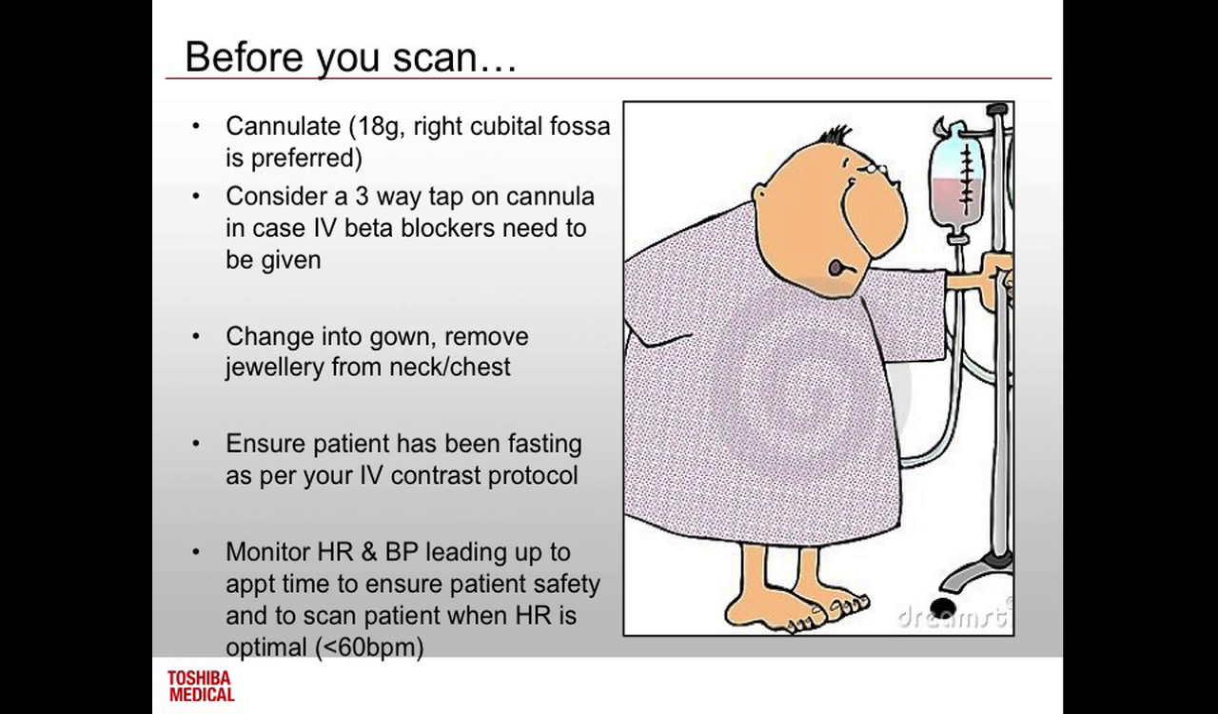So, 18 gauge cannula in the right cubital fossa. Anyone know why we put it in the right cubital fossa? They're not getting artifact. Is there any time that you wouldn't put it in the right cubital fossa? It's a tricky question. If they can't have an injection into that arm? That's true too, didn't think of that one. Good point. Yep, if they'd had lymph nodes and things removed, breast cancer perhaps.